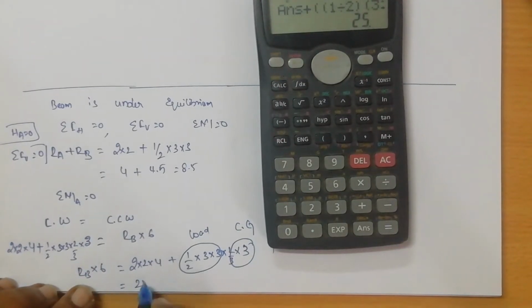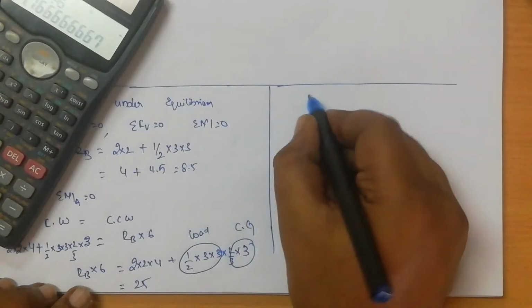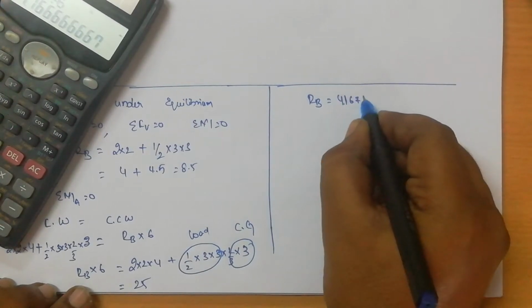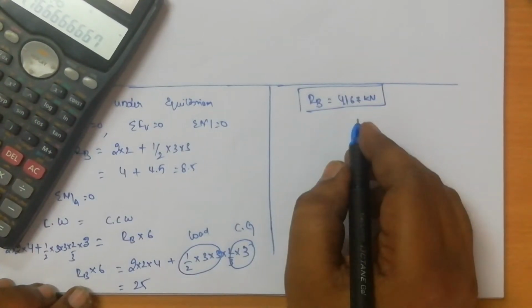So RB is equal to 25. This RB value, how will we get? Divided by 6. So the answer is RB is equal to 4.167 kilonewton. RB is equal to 4.167 kilonewton.